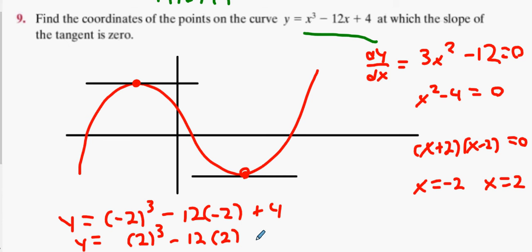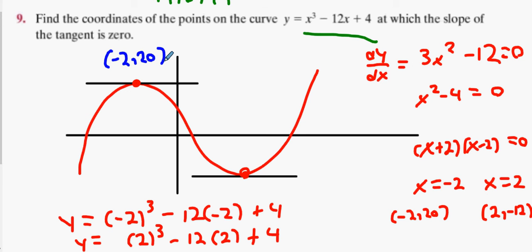So what do you get? Minus 8 plus 24 plus 4. I got minus 220, which appears to be the maximum, we would hope. And the other one is 2 minus 12. Actually, my diagram was pretty accurate in the end. I'm pretty happy with it. Minus 220, and the other one is 2 minus 12.